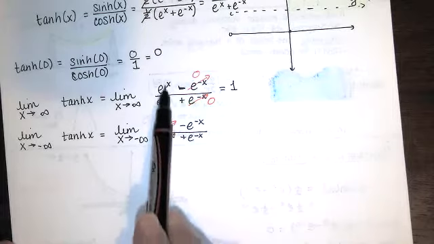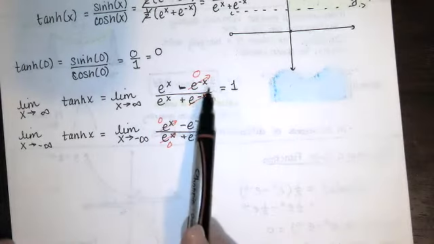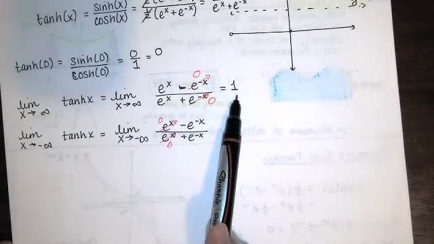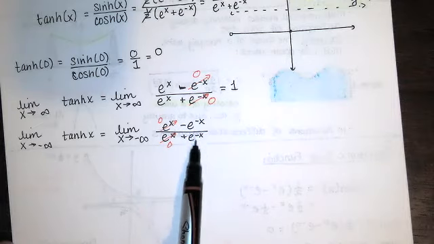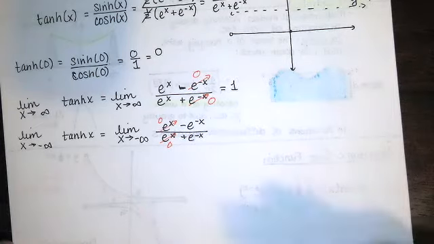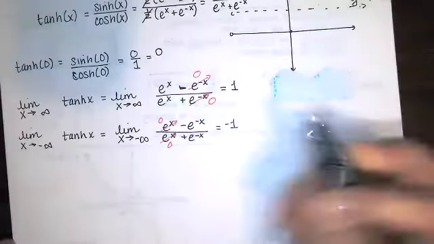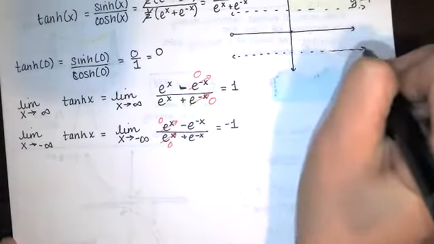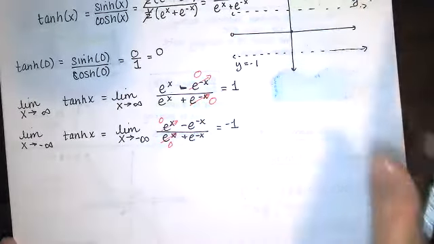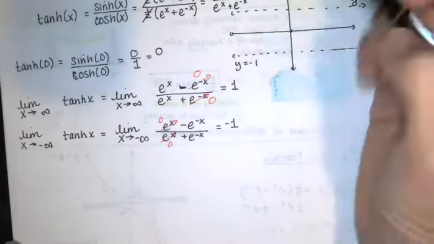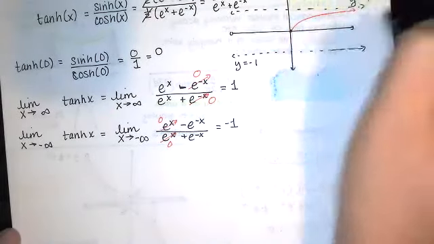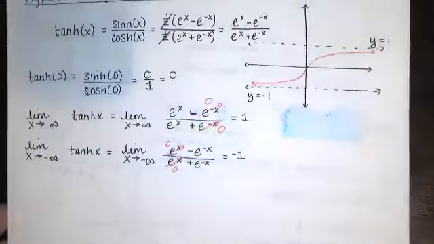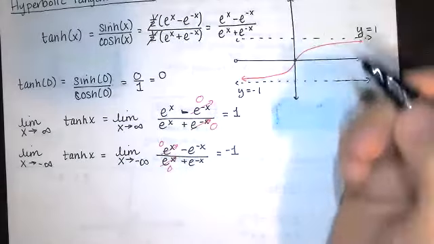I didn't take care of the infinity over infinity indeterminate form here, but I think we can see that if that goes to 0 and that goes to 0, I just have e to the x over the e to the x, which is 1. In a similar way, this over this is going to be negative 1. So as x goes to negative infinity, the hyperbolic tangent function approaches y equals negative 1. And so the graph is something like this. I'm not sure about the concavity, but that's roughly what the hyperbolic tangent function looks like.